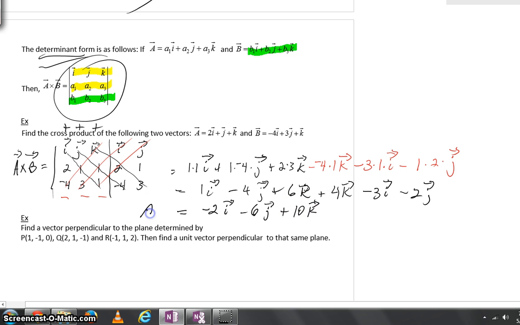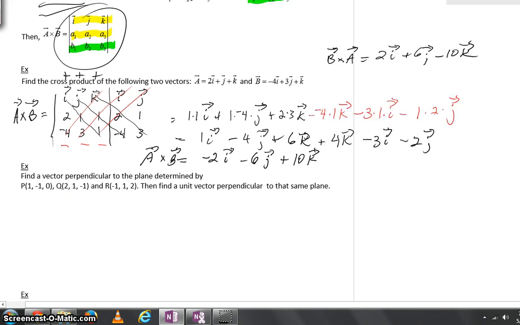That, guys, is what vector A cross vector B is. And we've got that worked out nicely. By the way, right now I could also tell you we could work this out, but you don't even need to. Vector B cross A would just be the opposite of this. It'd be 2i plus 6j minus 10k. So I want you to try one of these right now.